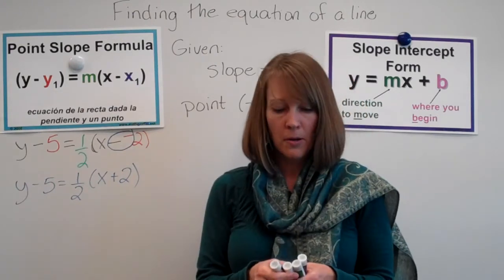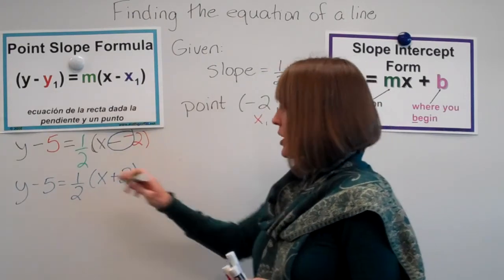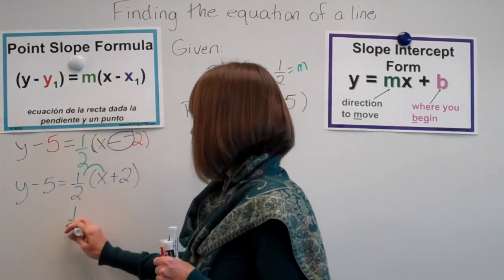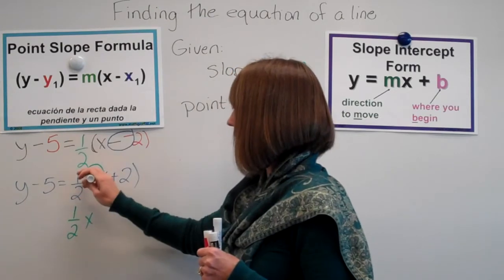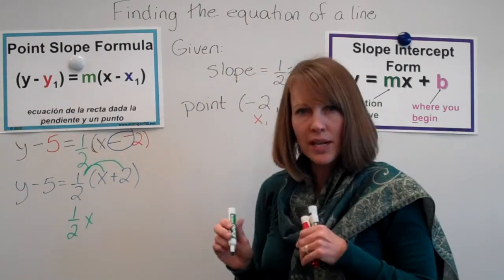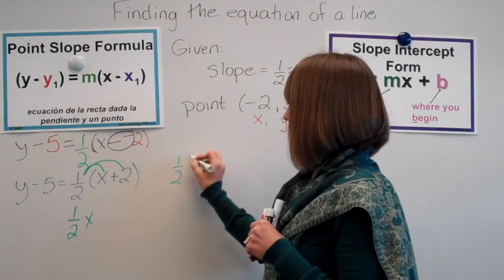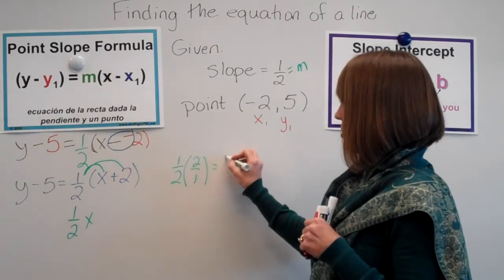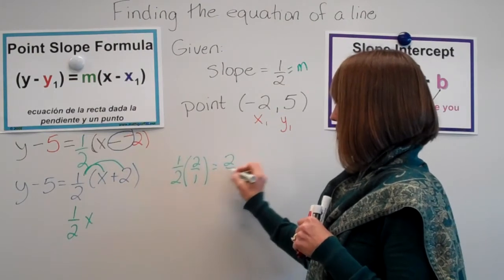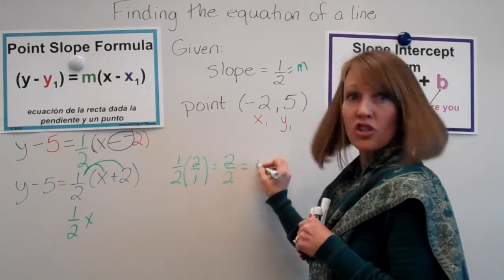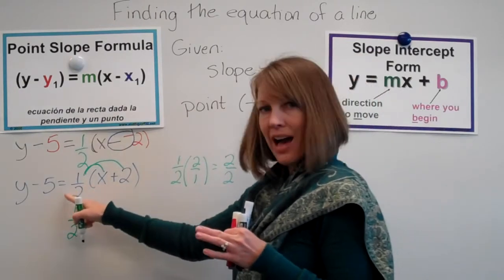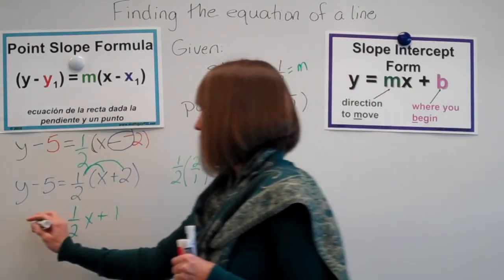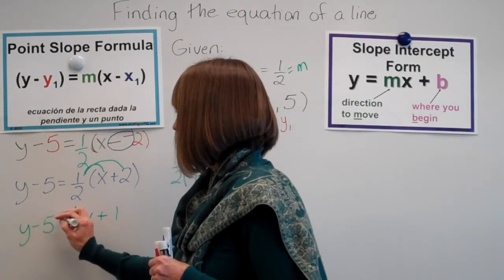So what are we going to do? We're going to distribute. So we're going to multiply 1/2 times x. Well, that's 1/2 x. And 1/2 times 2. Lots of ways to think about this. All right, 1/2 times 2 over 1. Well, that would be 2 over 2, and that's just 1. Or half of 2, you're going to get 1. Okay? All right, we bring down this y minus 5, and we are almost done.